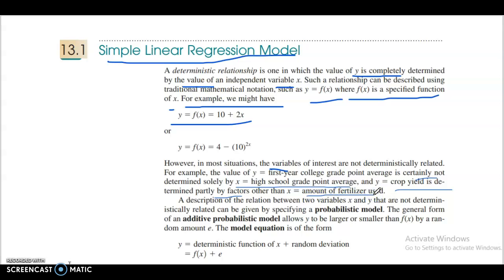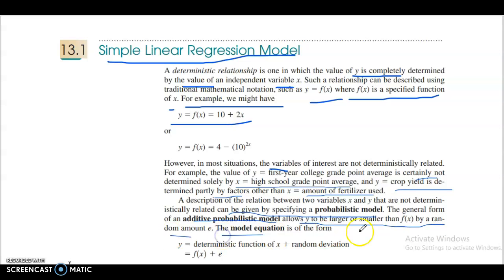A description of the relation between two variables x and y that are not deterministically related can be given by specifying a probabilistic model. The general form of an additive probabilistic model allows y to be larger or smaller than f of x by a random amount e.